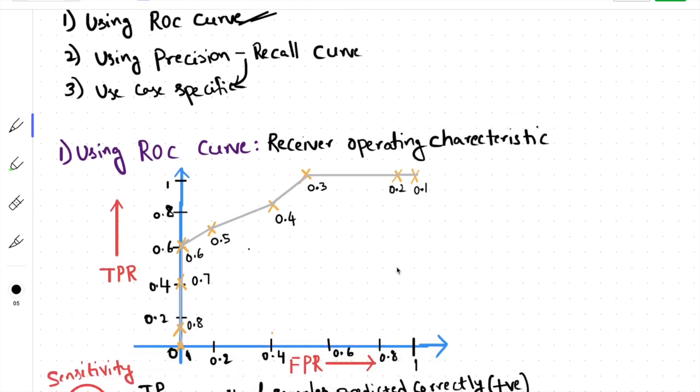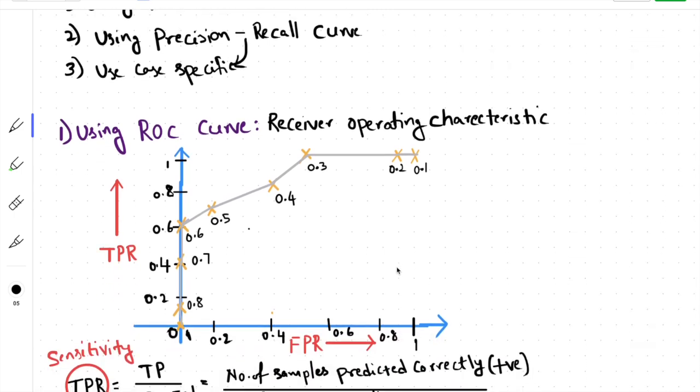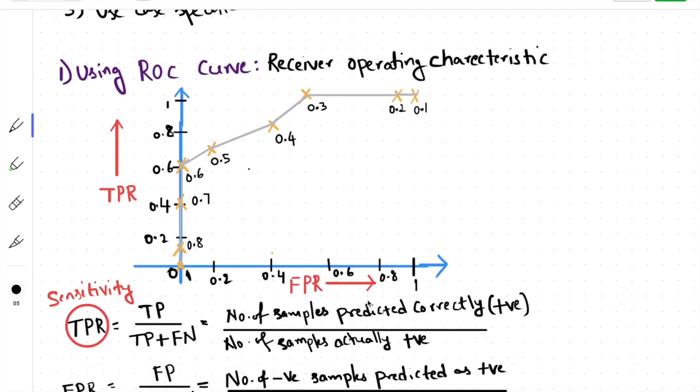So first let's understand the ROC curve. ROC stands for receiver operating characteristic curve. It's a graph that we plot between true positive rate and false positive rate. So what is this true positive rate and false positive rate? True positive rate is nothing but the number of true positives the model has predicted over the number of true positives and false negatives that the model has predicted.